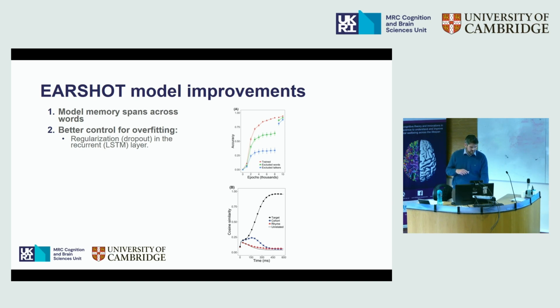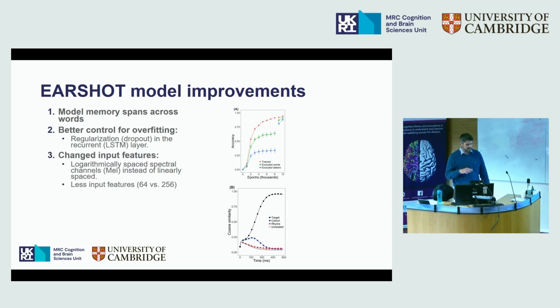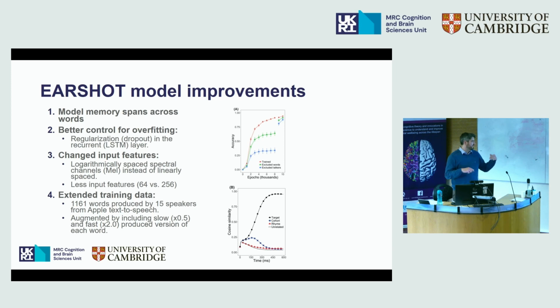So it's very easily implemented. We also changed the input features from linearly spaced to logarithmically spaced spectrogram, and we use fewer input features. Instead of a 256 channel spectrogram, we use a 64 channel spectrogram. And we also extended the training data, more speakers, more words, and this has been done by the original authors of the model. But then we also augmented the data, including two other versions of each word, a slower and a faster version. So we augmented the data set with speech rate differences.